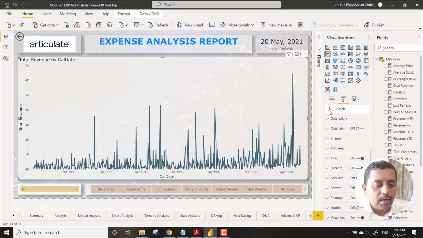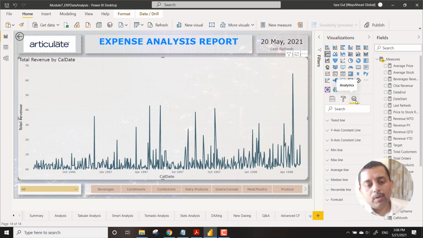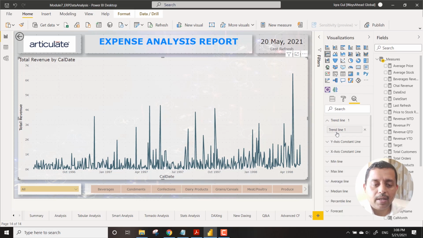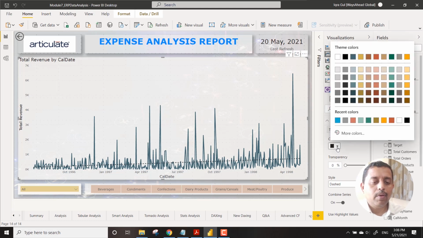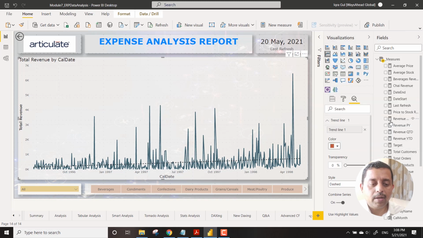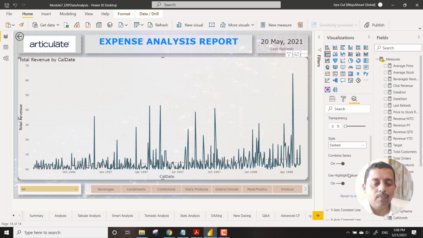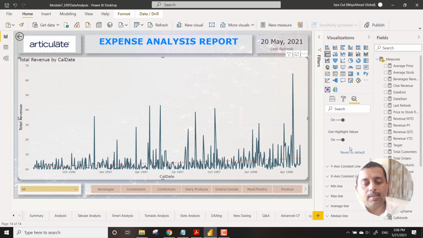Anyways, given this number of data points, we can go to the analytics of this and find out the trend. And you can see that there is a trend which is visible over here. We can make it a different color so that we can see it properly. We can make it solid or dotted, combine the series, and all these things.